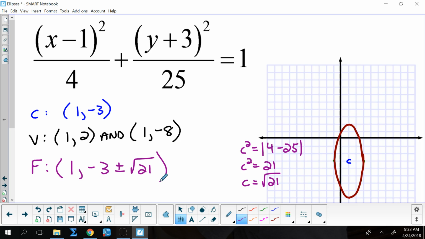Now, if you choose to separate that into two distinct points, that's great, but you don't have to. You can write it just like that. However, if the square root of 21 was simplifiable, for lack of a better term, then you would simplify it. So if it was like the square root of 20, you would write that as 2 square roots of 5. Okay? Questions?